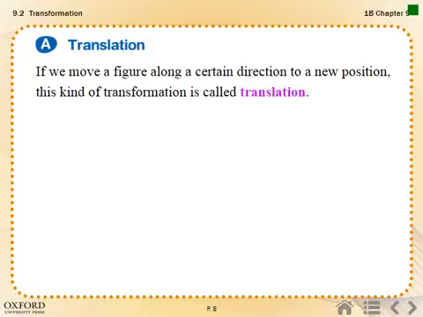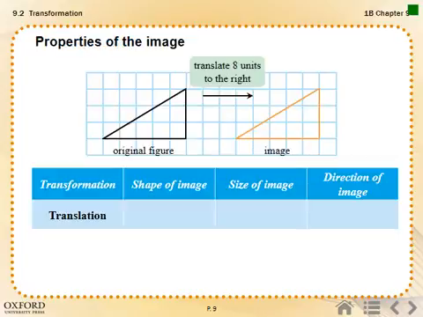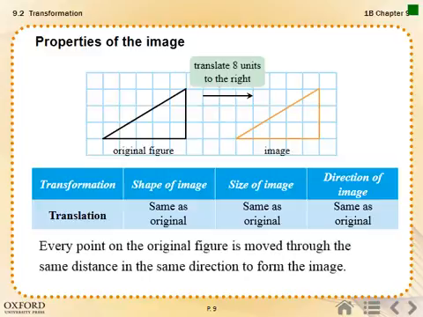A. Translation. In the figure, we see that the triangles move x units to the right to a new position. The image obtained from translation has the same shape, the same size, and the same direction as the original figure, and every point on the original figure is moved through the same distance in the same direction to form an image.